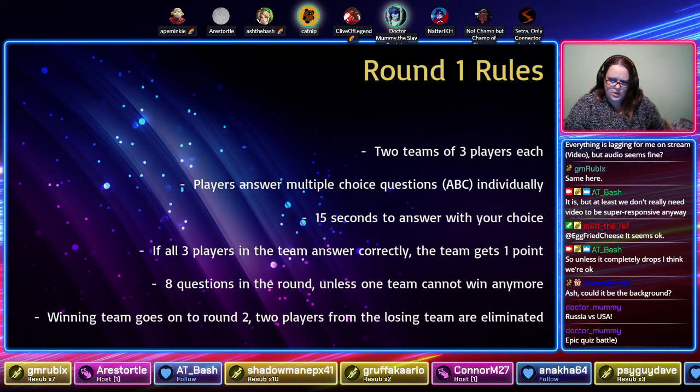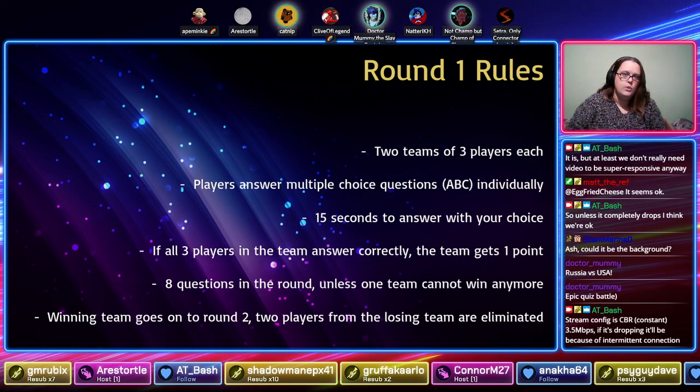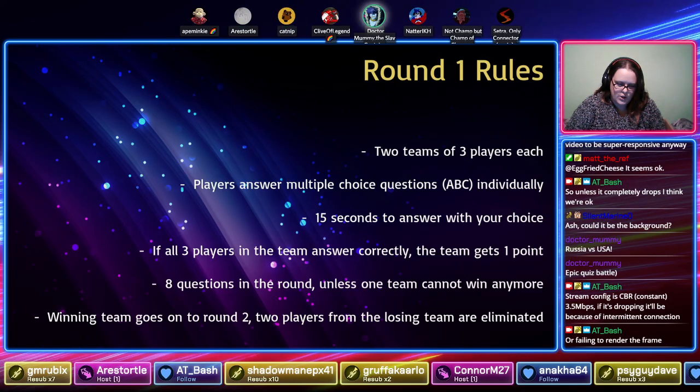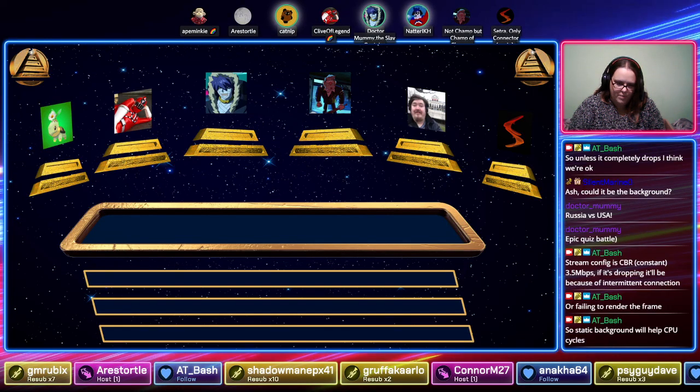We'll try to do a few questions because I'm behind fairly a bit already. So you have 15 seconds to answer with your choice. If all 3 players within the team answer correctly, the team gets 1 point. But once again, the answers are individual. You will have 8 questions in the round in total, unless it goes to the point where the winner is clear. Winning team goes on to round 2. And from the losing team, only 1 player will go through, and I'll get to that mechanism when I get to it.